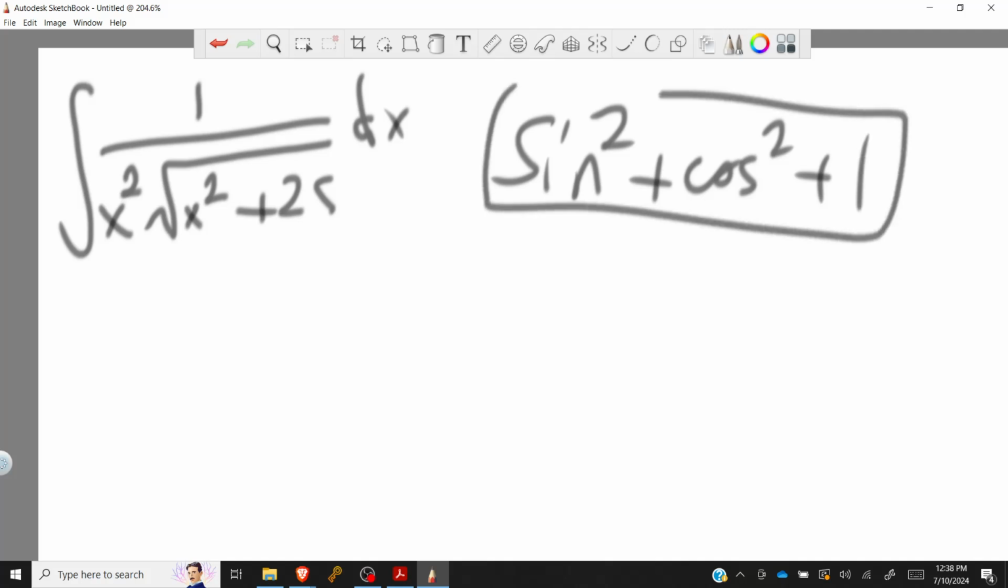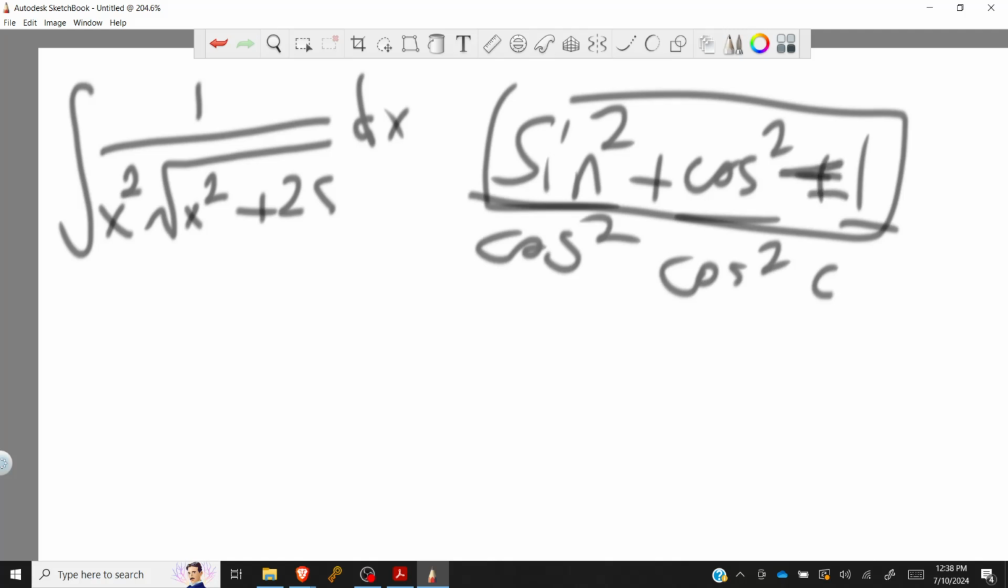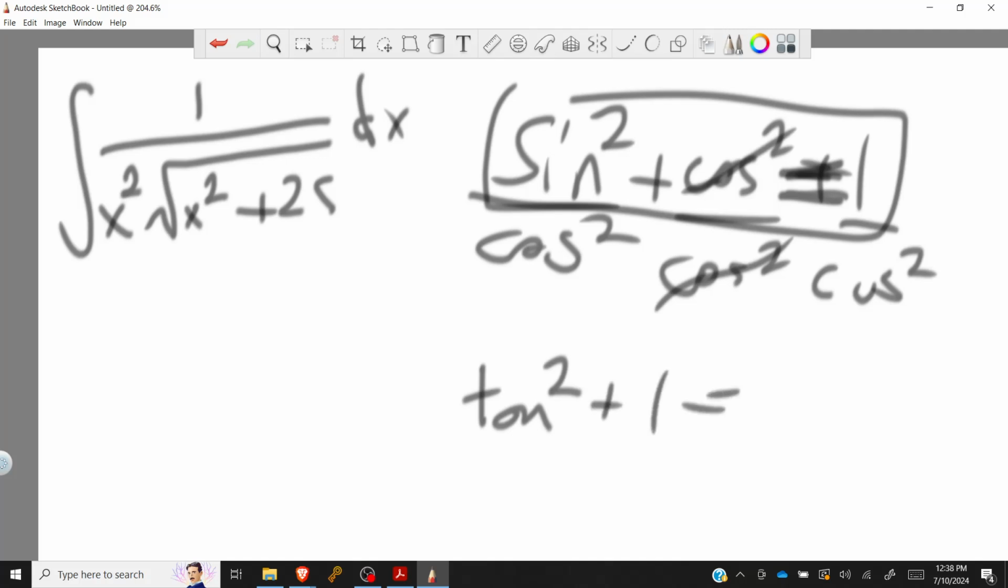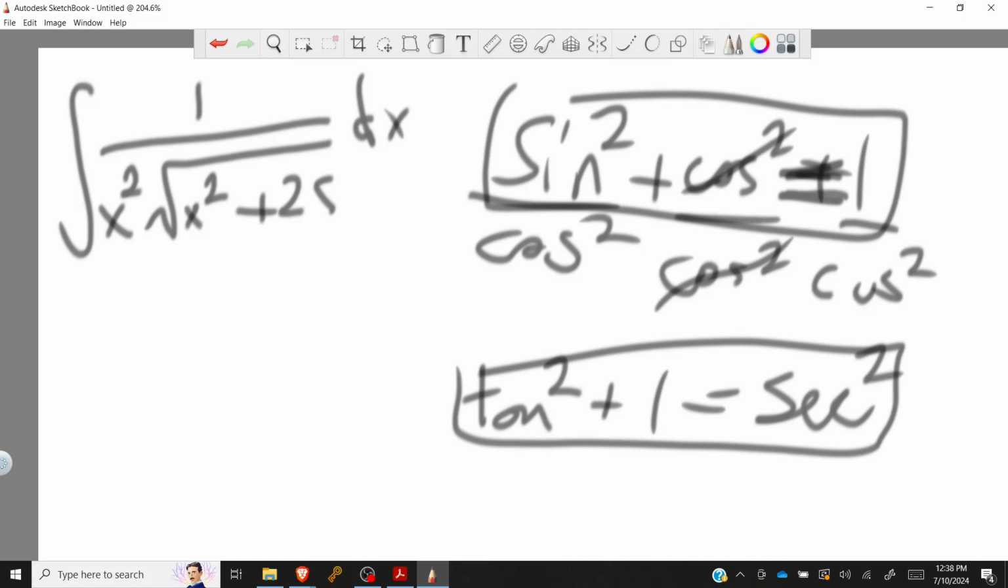What's nice is if you remember this one, you're able to derive all other Pythagorean identities from it. So let's divide each term by cosine squared. This is an equal sign. So sine squared over cosine squared is tangent squared. Cosine squared over cosine squared is 1. And 1 over cosine squared is secant squared. So here's your other identity that you're going to want to use. This tan squared plus 1 looks very similar to this x squared plus 25.